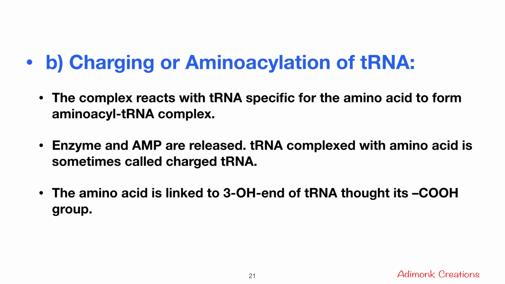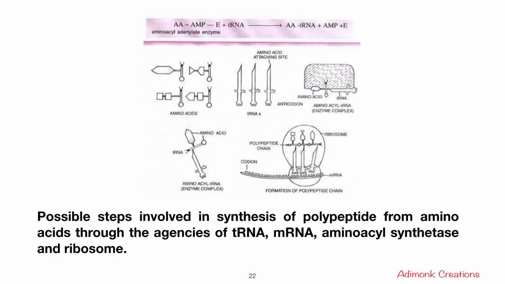So enzyme and AMP are released. The tRNA complex with amino acid is sometimes also called the charged tRNA. The amino acid is linked to the 3' OH end of the tRNA through its carboxyl group. So this is the figure which shows the possible steps involved in synthesis of polypeptide from amino acids through the agencies of different tRNA, mRNA, amino acid synthetase and ribosome.